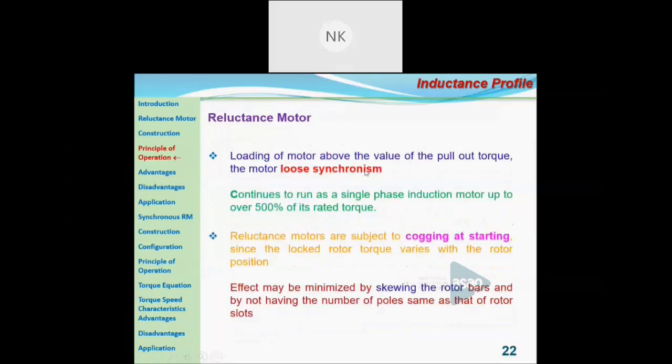When you are loading the motor above the value of the pull-out torque, the maximum torque, the motor loses synchronism. Then it will be running as a single phase induction motor up to over 500% of the rated torque. Here also at starting, cogging will be there. Cogging can be minimized by skewing the rotor or making the number of poles of the rotor and the stator different.